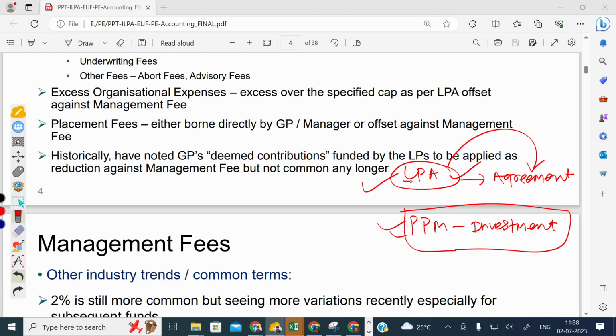LPA, Limited Partners Agreement. So this is all about the partners of the private equity fund. This other one is all about private placement. It is talking about investment. It's an investment agreement. That's the difference. Memorandum means it's a document which defines terms, conditions, everything.